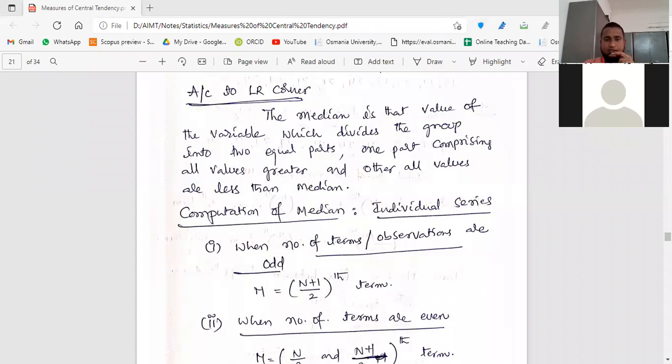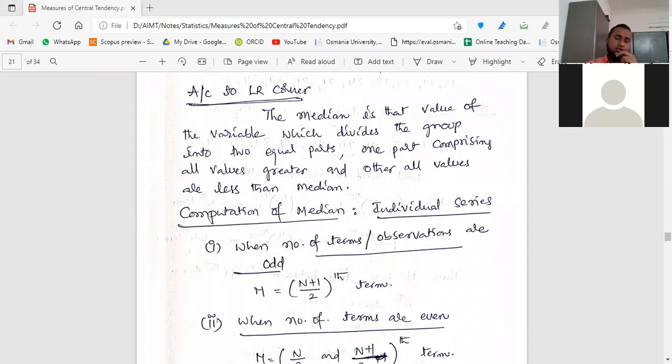So there are these types: individual series, discrete series, and continuous series. Likewise the data will be given. Individual series means only observations are there. Discrete series means observations plus frequency, and continuous series means class intervals along with frequencies will be given.